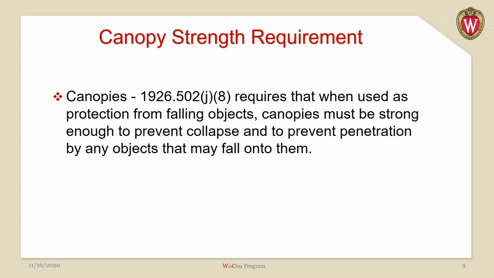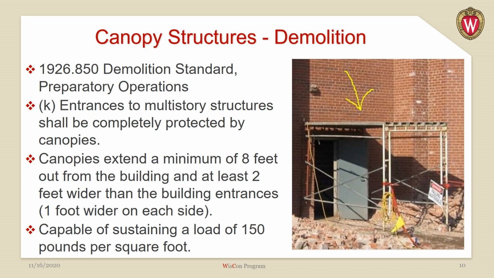When potential falling objects are relatively light and fall distance relatively short, a simple tarp and frame canopy structure may meet the strength requirement. Scaffold-type pipe frame and metal decking systems are engineered with load ratings and often used as catch platforms and canopies. The potential weight and fall distance of dropped objects must be considered when selecting canopy protection equipment. The Demolition Standard 1926.850(k) offers a description of the minimum dimensions and strength capacity of canopies or sidewalk sheds required to protect building entrances during demolition work.